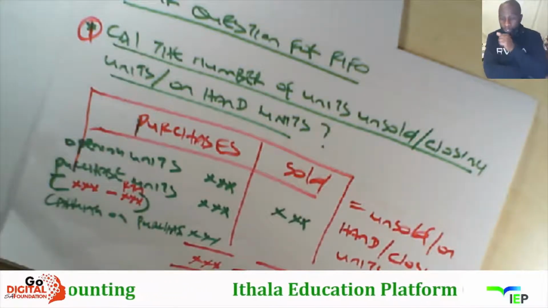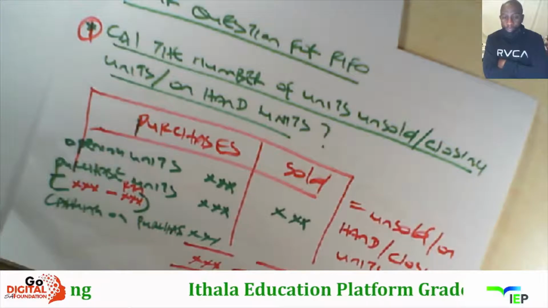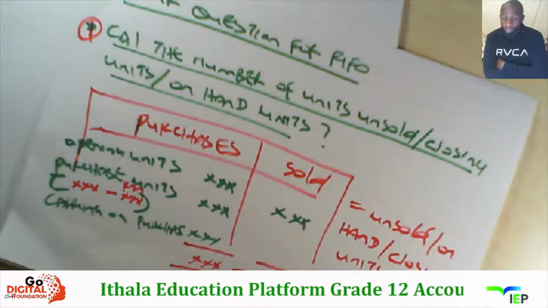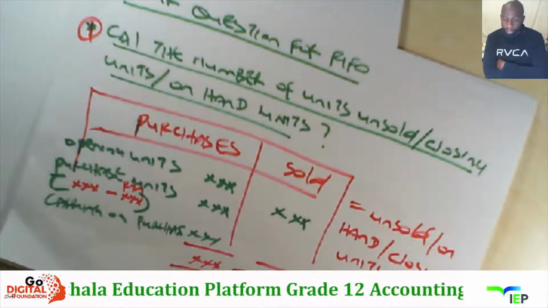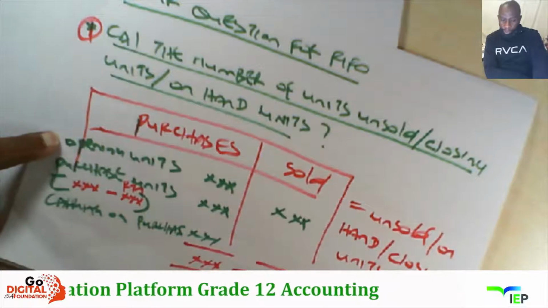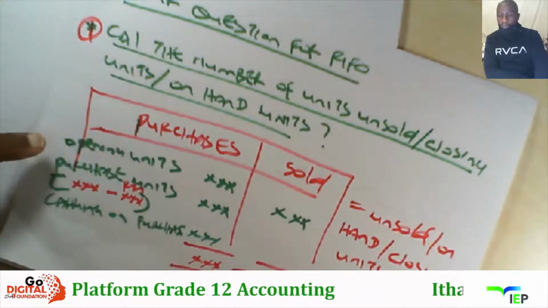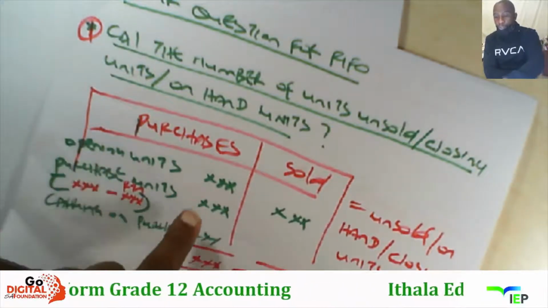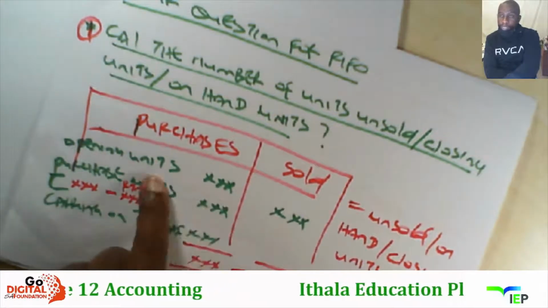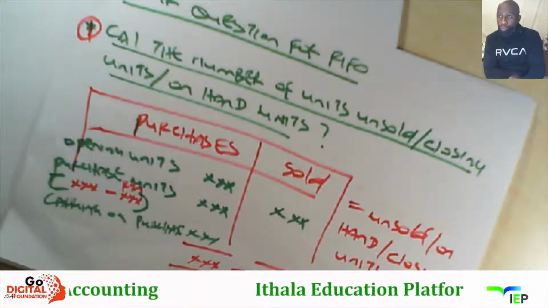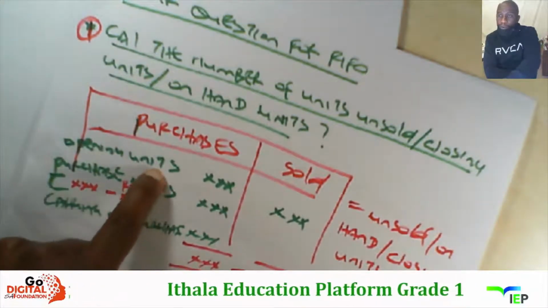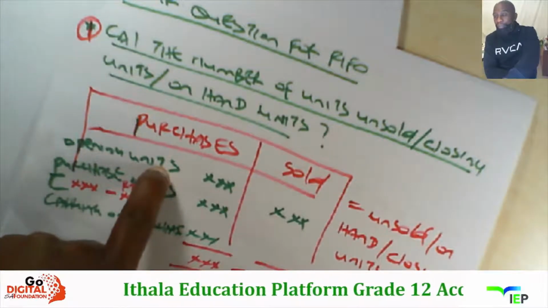You must know how to calculate the number of units unsold using closing stock or units on hand. How do you do that? If calling opening stock, we have to say opening stock units. Sometimes you may find that there are no opening units. The business is new, we just started. So remember, opening for this year was the closing last year, right?